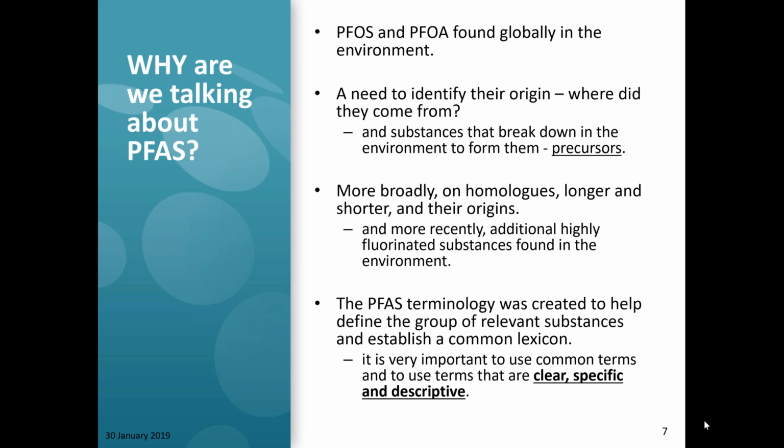And now, more broadly, we know that there are homologs of these substances, meaning things that have more or less carbon, longer or shorter. We want to know about them and their origin. And now, even more so, we're learning that there are other types of fluorinated species that are manufactured commercially or occur as a result of commercial manufacturing processes. We want to know about them.